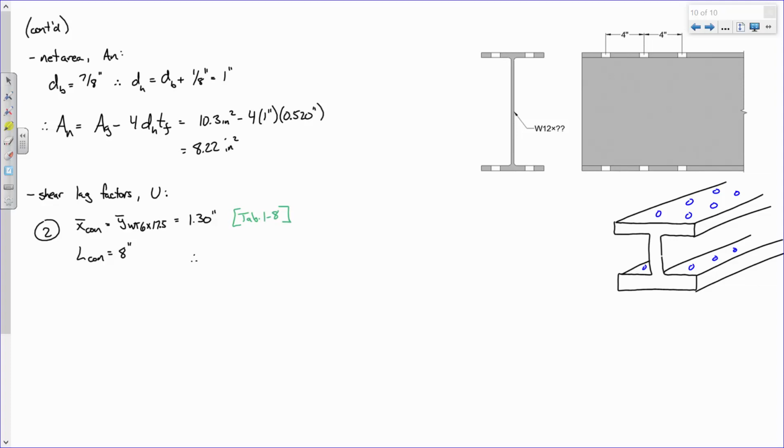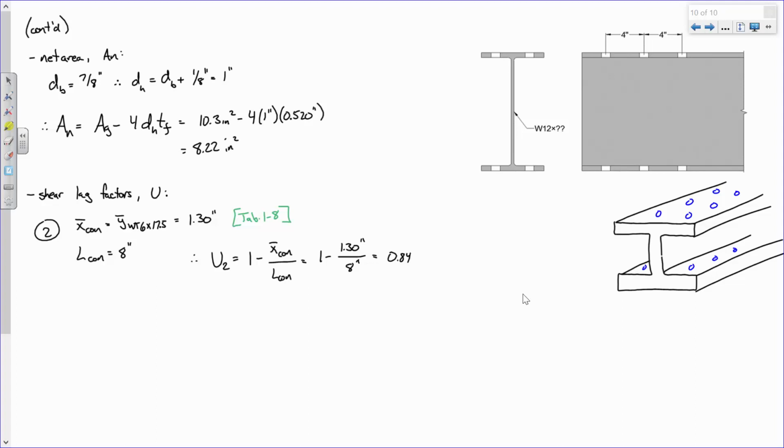So therefore, U2 is 1 minus X bar over L. So 1 minus 1.3 over 8 is 0.84. Do I have a second on that? Yep.